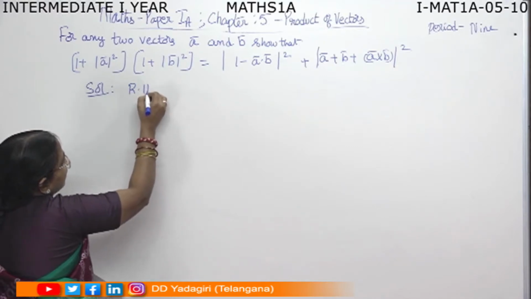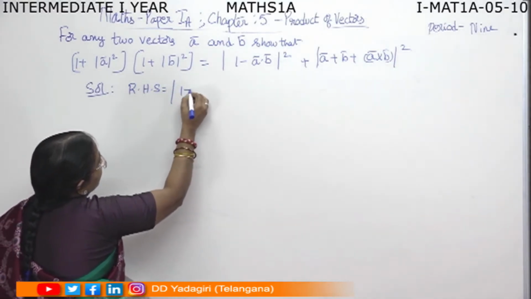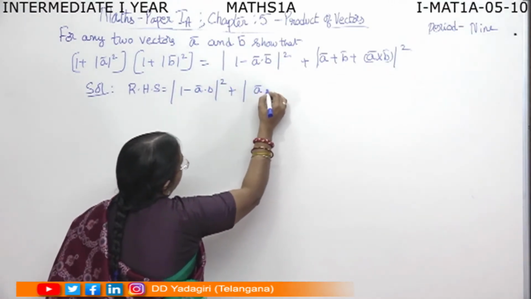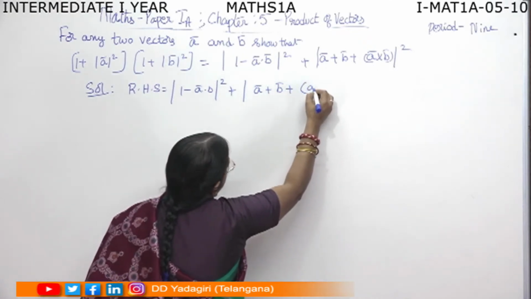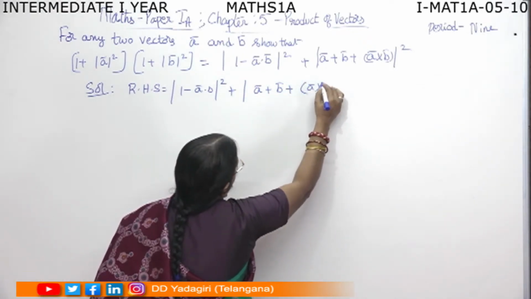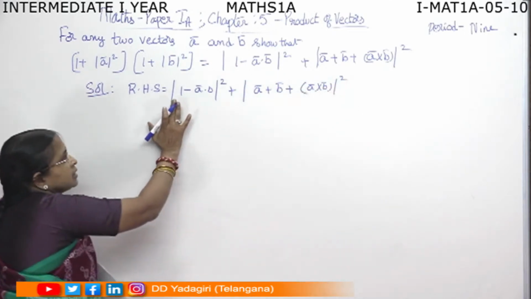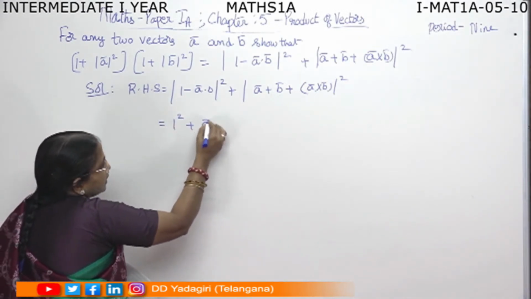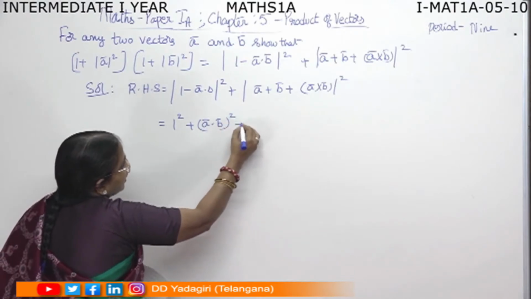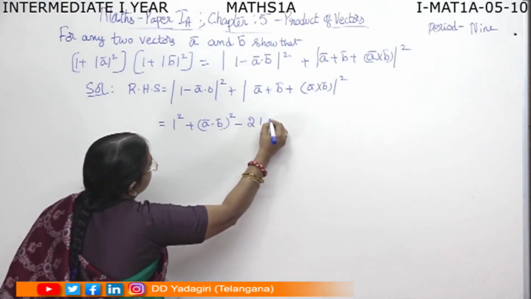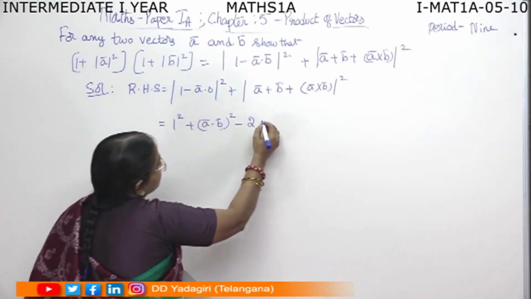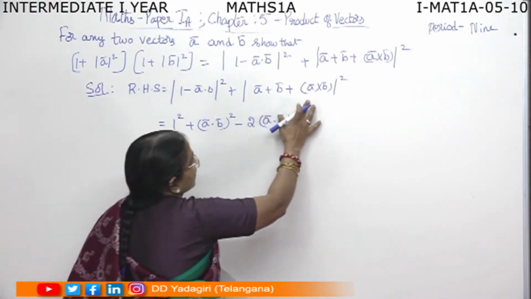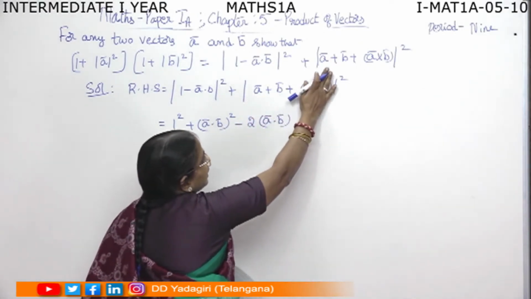Right hand side, that is mod of 1 minus A dot B whole square plus mod of A plus B plus C, C here is A cross B, A cross B whole square. Now this is like A minus B whole square. So what is the formula? A square plus B square minus 2 A dot B, that is 2 into A dot B. Now again expand this. This is like A plus B plus C whole square.